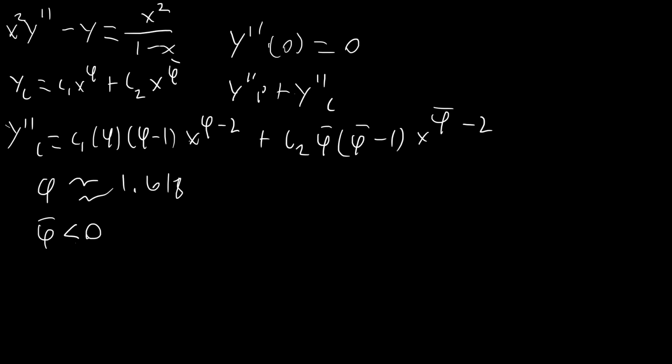So if we were to plug in 0 for y double prime, assuming c1 and c2 aren't 0, we would get an infinite quantity. That actually does not work, because it wouldn't be infinite, it would technically be undefined, because we would be raising 0 to a negative power, and that just doesn't work. So that means that our c1 and c2 are going to be equal to 0.